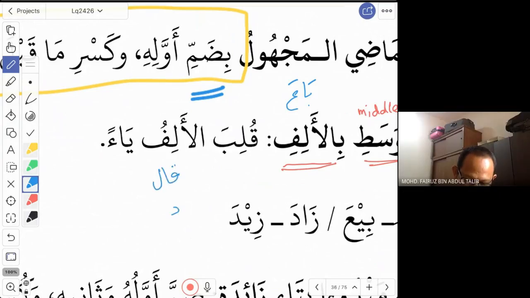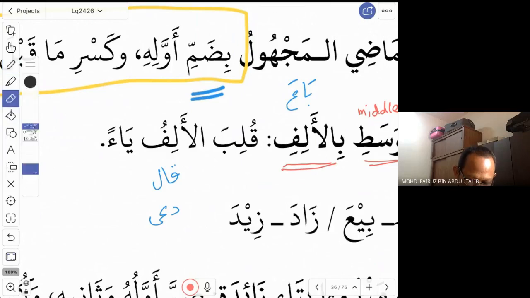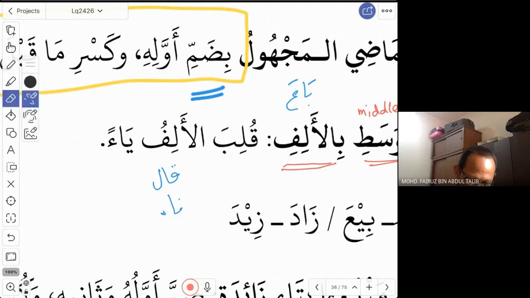Da'a is different, the alif is in the end. Yes, we want the alif in the middle. Nama, to sleep. But the word sleep, you cannot have passive voice. Was slept, no. So you cannot use the word nama. Okay, qala, we take these two words: qala and ba'a. So what do you do?